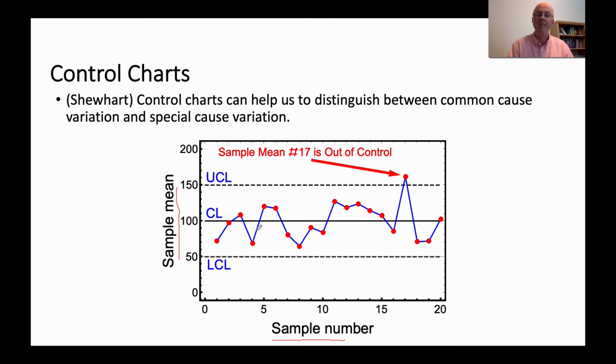We're making this plot. You see the LCL, lower control limit, the UCL, upper control limit, and the CL, which is the center line. The process is out of control when the sample mean is above the UCL or below the LCL. In this case, you can see this particular observation, which is sample mean number 17, is above the UCL. Then we say the process is out of control. We get a signal that something might be wrong and we should investigate.